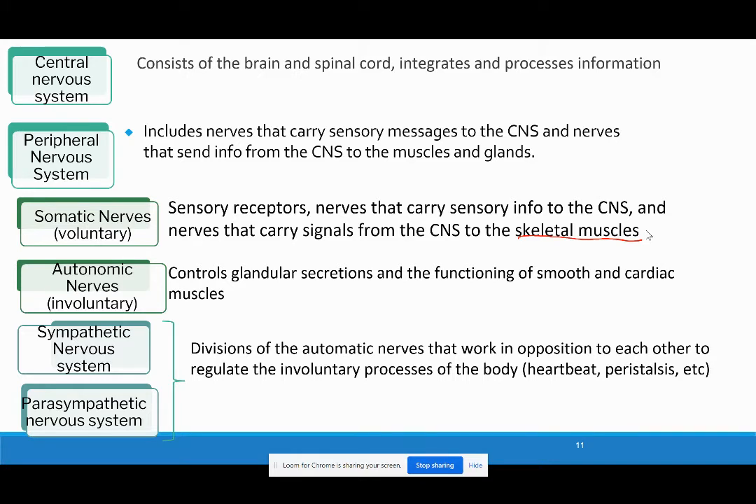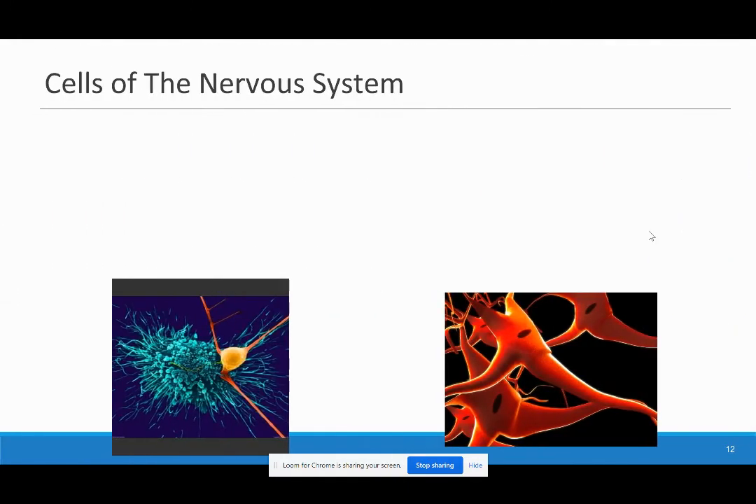And then again, sympathetic and parasympathetic are the divisions of the autonomic nervous system that work together in opposition to control some of these involuntary processes that regulate your fight or flight or rest and digest processes, which again, we'll be getting into the details of a little bit later. So that's how your nervous system is organized.